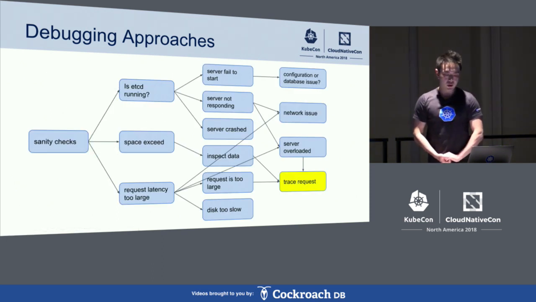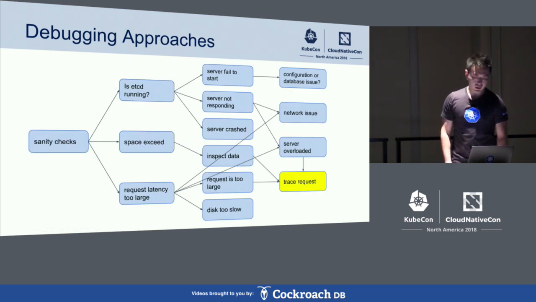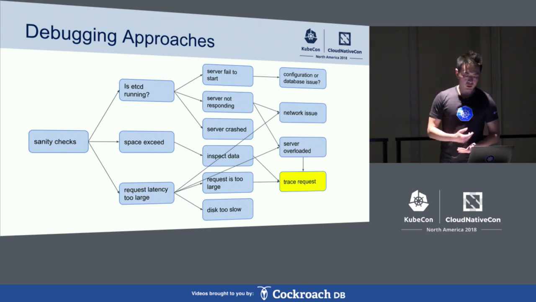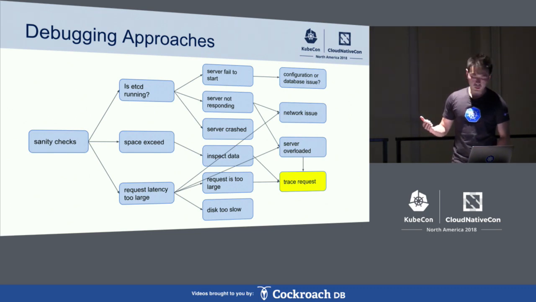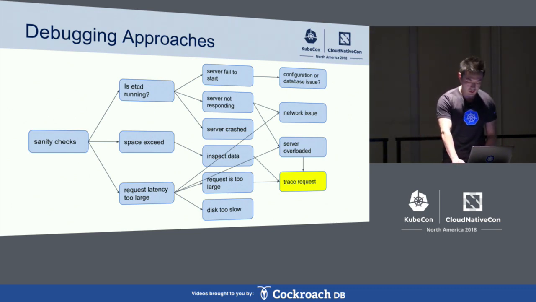So I think so far we've talked about all of the sanity checks listed on the left side. Now I would like to go through two debugging approaches that I think are the most common, most used. First one is trace the request.